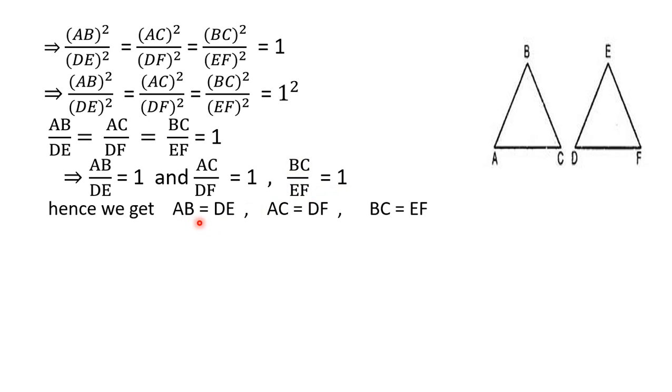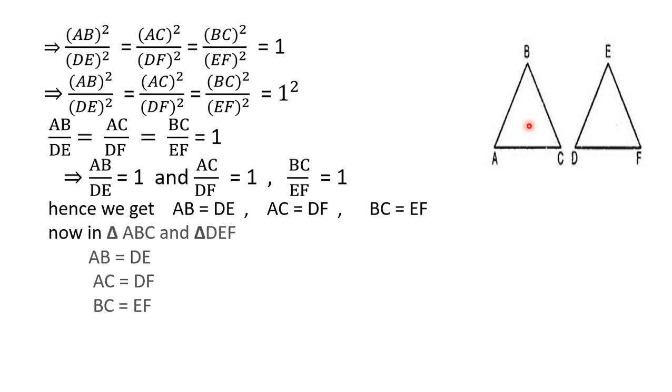Now we get these three sides are equal. These three corresponding sides are equal to each other. Then in the triangle ABC and triangle DEF, we have to prove these two triangles are congruent. So for proving these two triangles are congruent, we take these triangles, and what we have found out is that by the similarity, these three sides are equal.